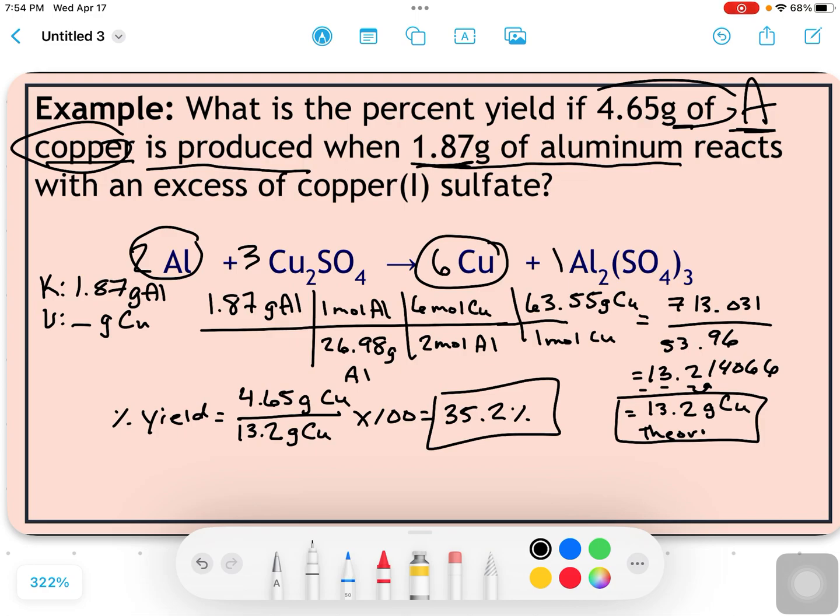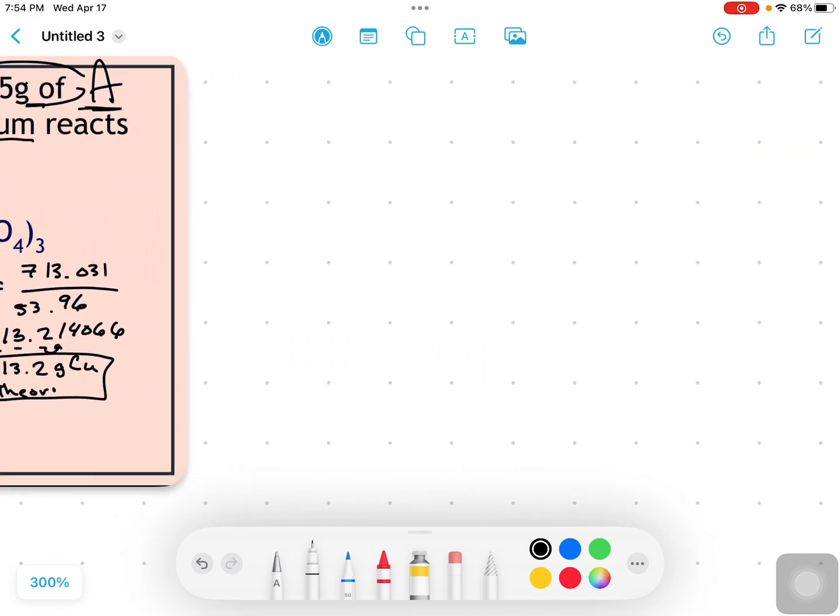Okay, so major things to take away. Actual: if you see the words is produced, look what's in front of it. Then the rest would be your known. Make sure your known or your unknown matches the actual unit. Solve your stoichiometry problem as per usual, and then plug it into your percent yield problem. All right, let's do another one.